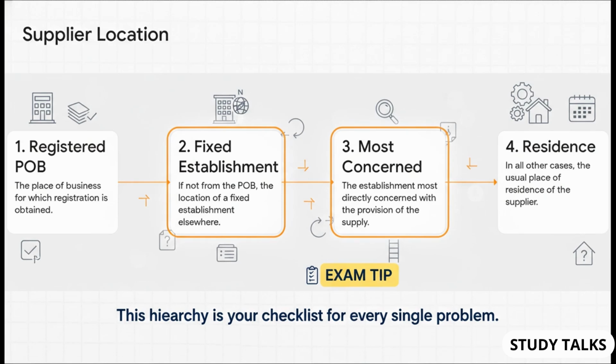Step 1. Is the supply made from their registered place of business? If the answer is yes, you stop there. That's your location. If and only if the answer is no, do you move on to step 2, the fixed establishment. You can't skip ahead. Just think of this as a checklist for every single problem you face.